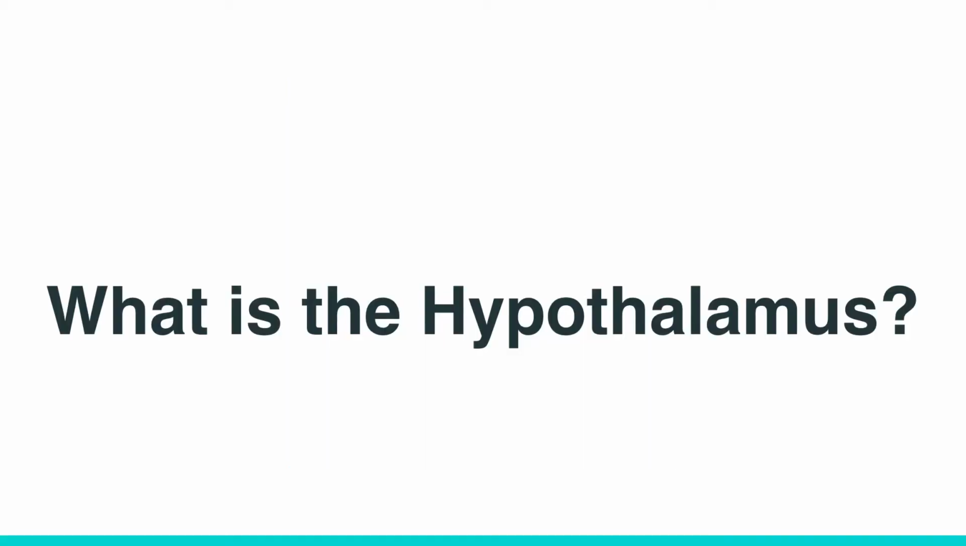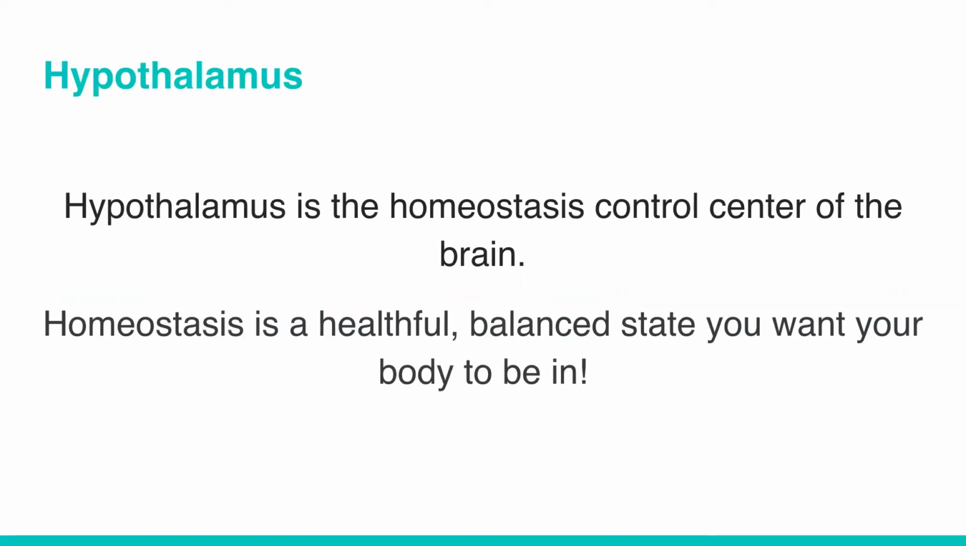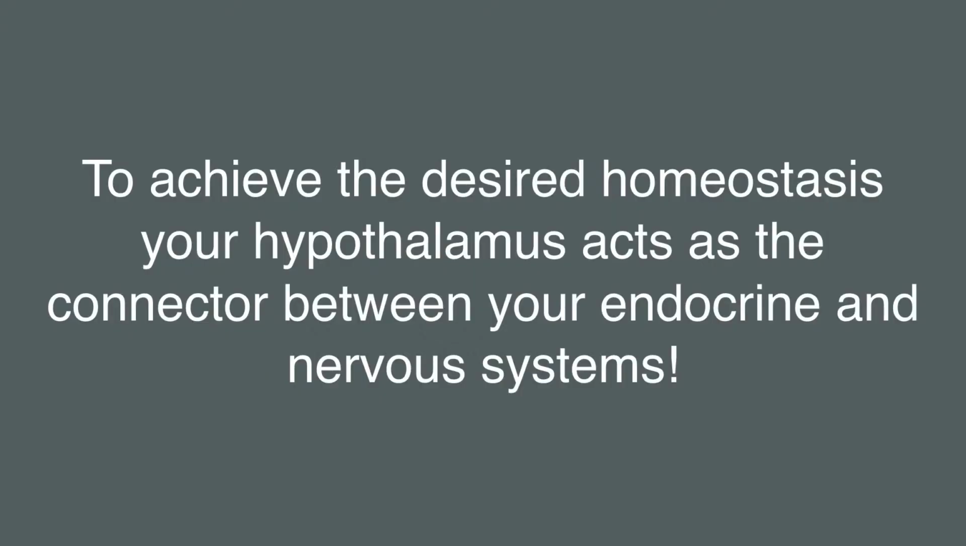So what is the hypothalamus? It is the homeostasis control center of the brain, and homeostasis is the healthful, balanced state that you want your body to be in. Now this has to do with hormones and your sleep cycle and balanced eating, and we'll get further into that in a little bit. So to achieve the desired homeostasis, your hypothalamus acts as a connector between your endocrine system and your nervous system.